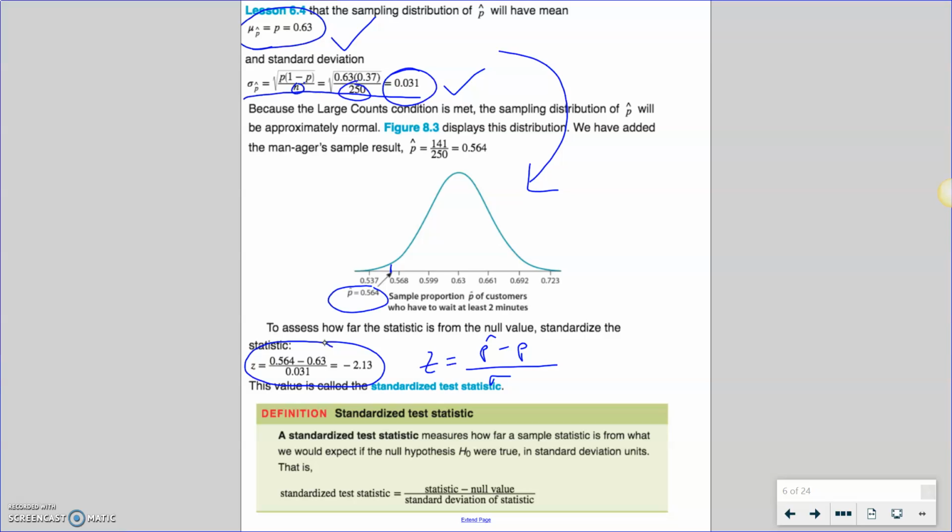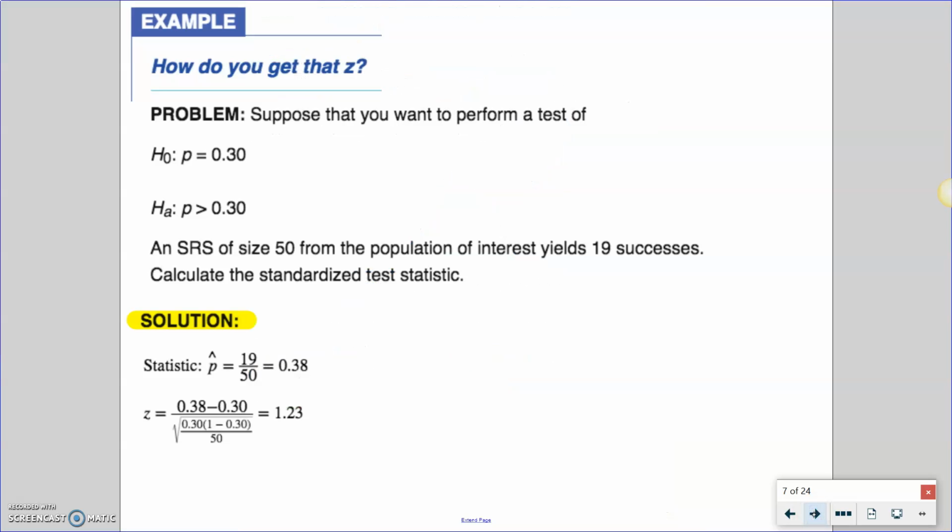So let's do an example practice problem. So here's a practice problem. Suppose you want to perform a test. Here's our null hypothesis. The alternative, we think that the proportion's larger than 30%. And there was a simple random sample of size 50 that yielded 19 successes, okay? So first thing we figure out is what's our p hat, okay? So we do 19 out of 50 and we get that our sample proportion is 38%.